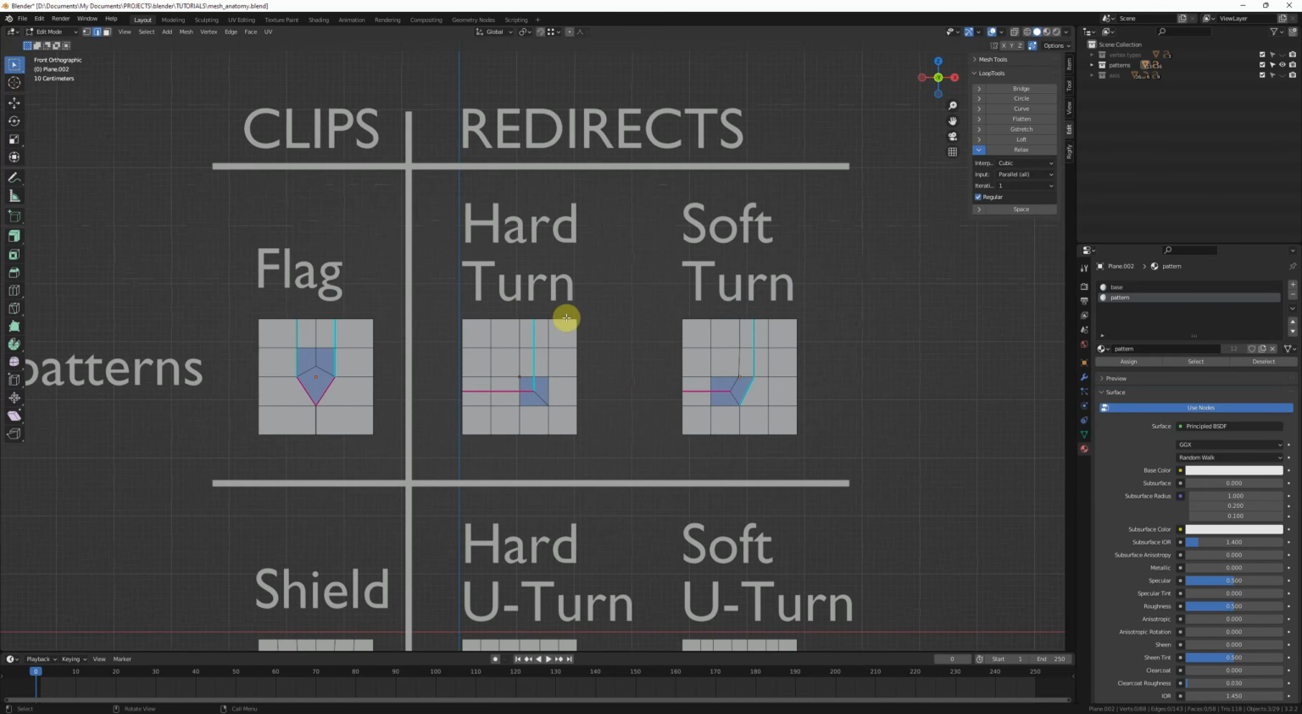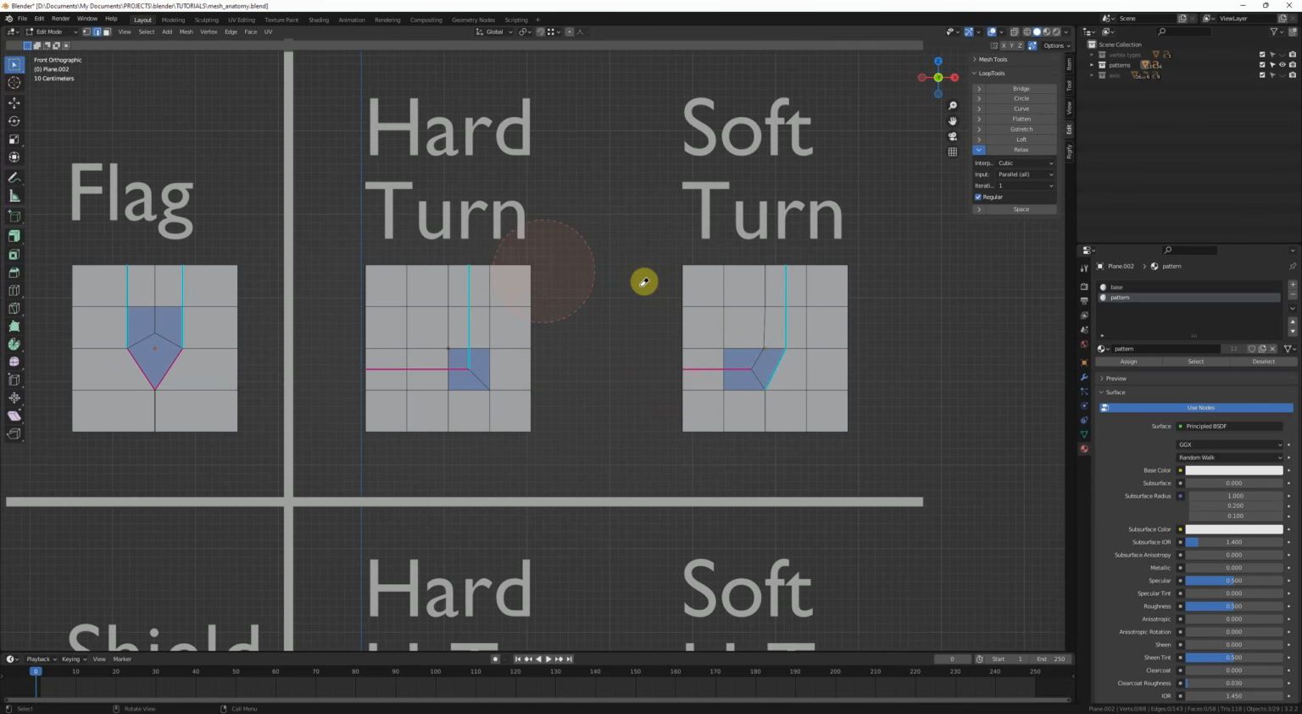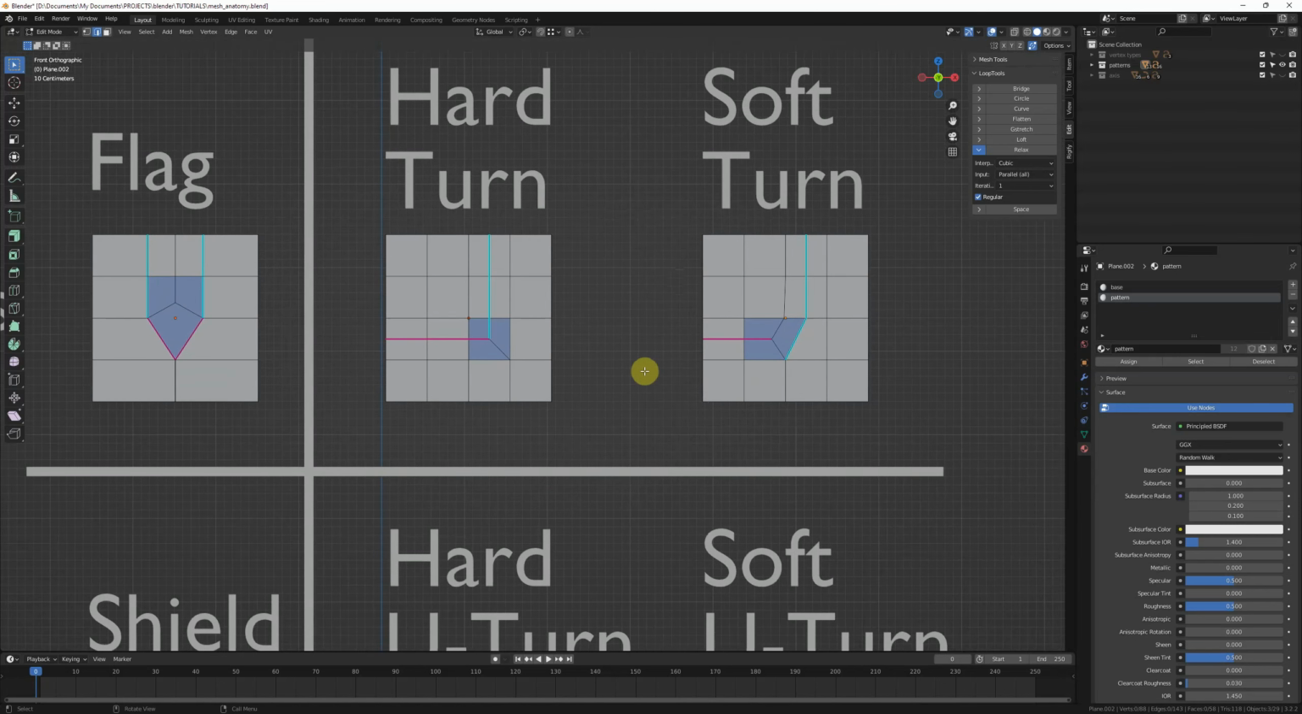And then there's a hard turn and a soft turn. The main difference between these two, again, if I draw this little grid: you have your extra edge coming down this way, and you have another edge you want to clip this way. It's basically the difference between going in the left direction or the right direction. If you go away from the edge that you're using to redirect, you're going to get a hard turn. If you go towards the edge that you're using to redirect, you're going to get a soft turn. The only difference between these two is how it smooths on your model.